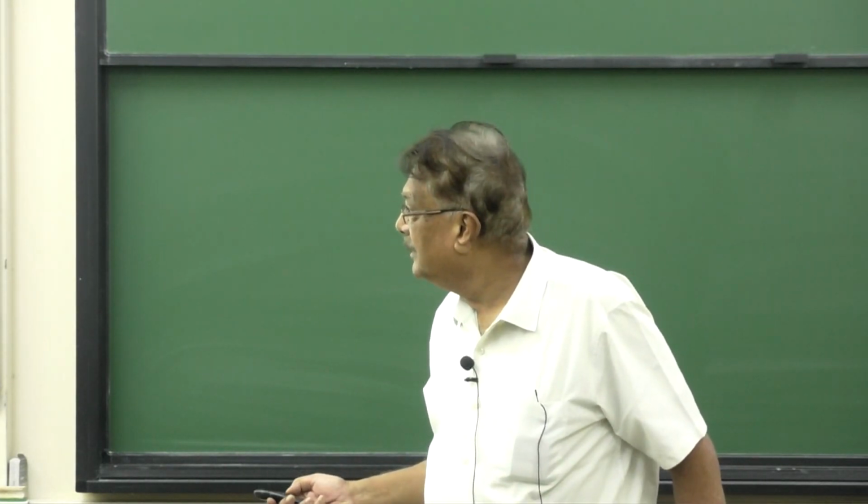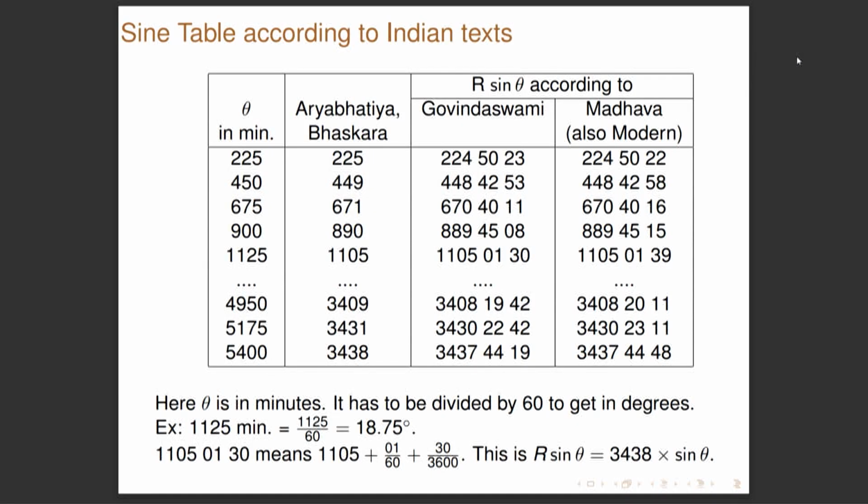Now, this is the sine table according to the Aryabhatiya, and also the great Bhaskara in the 12th century, who gives the same thing. These are sine values. Then there is one astronomer and mathematician called Govindaswamy, around the 8th or 9th century, who gives these values, and these are the values if you take the Madhava series.